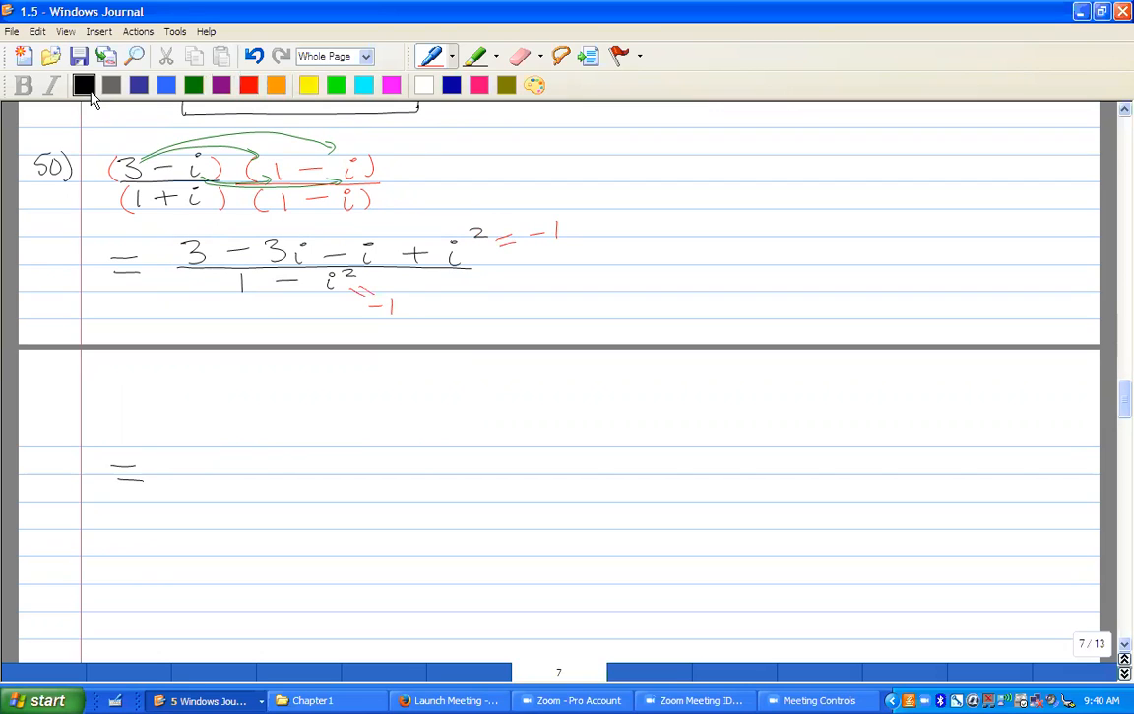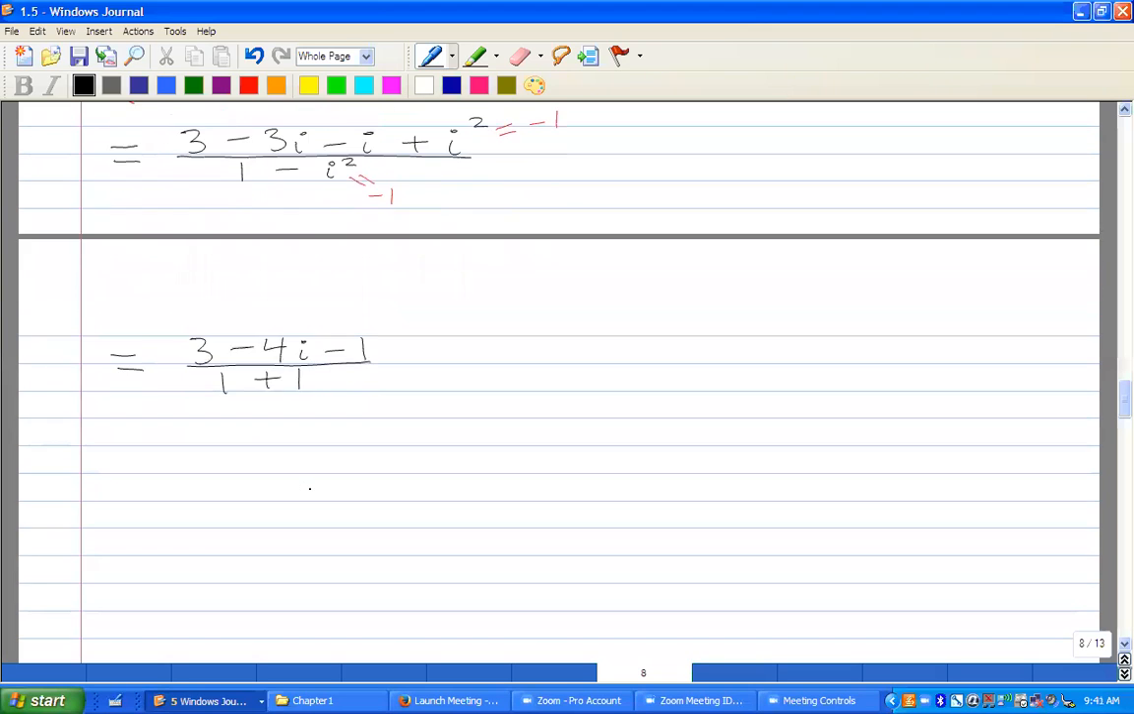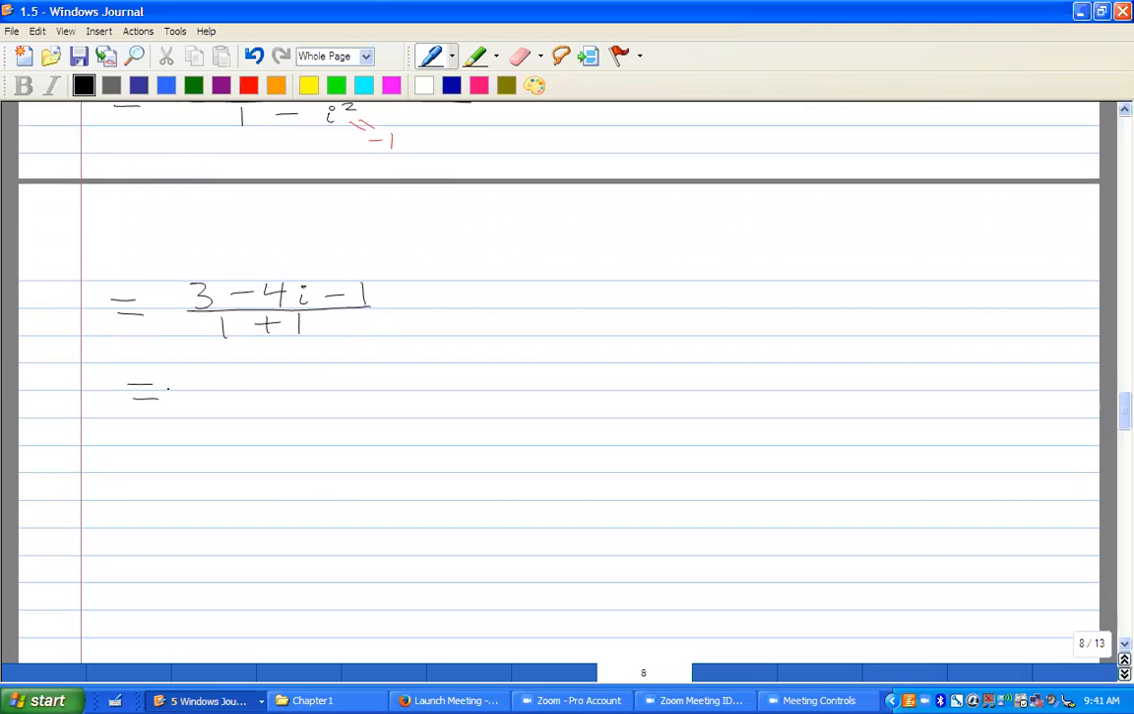And so this is equal to 3 minus 3i minus 1i is minus 4i. i squared is negative 1, so the 1 minus i squared becomes 1 plus 1. 3 minus 1 is 2, minus 4i, all divided by 2. Let me factor out a 2 from the numerator. So we get 1 minus 2i, all divided by 2. The 2's cancel.